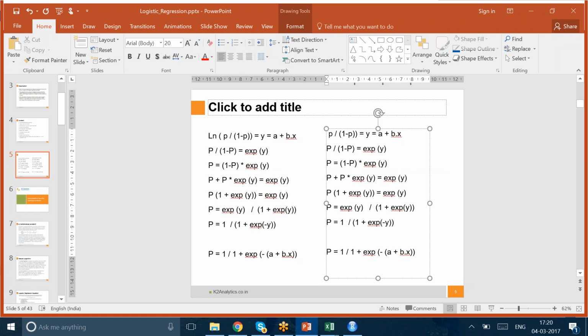I am modeling this way. P divided by 1 minus P is equal to y, which is equal to a plus bx. I can say P divided by 1 minus P is equal to y, right? So P is equal to (1 minus P) multiplied by y, which means P is equal to y minus P times y, so P plus P asterisk y is equal to y.